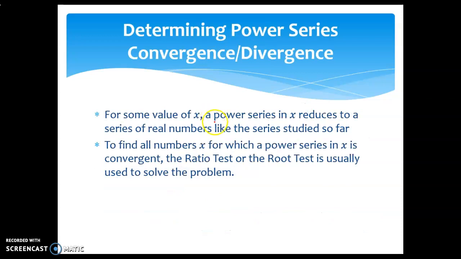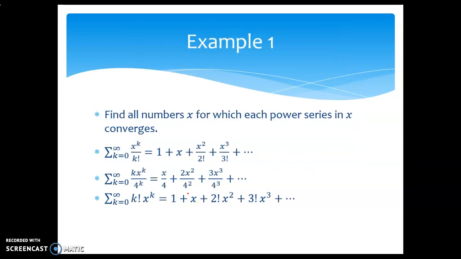So a power series has a region of convergence and a region of divergence. We use the ratio test and root test to find the region of convergence of a power series. Here we're going to discuss a few examples of power series that converge. So we're going to use the ratio test.